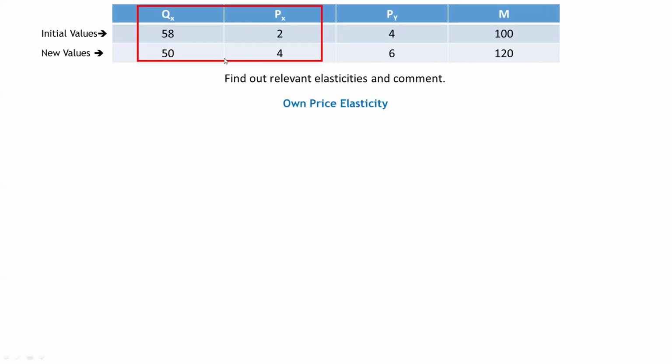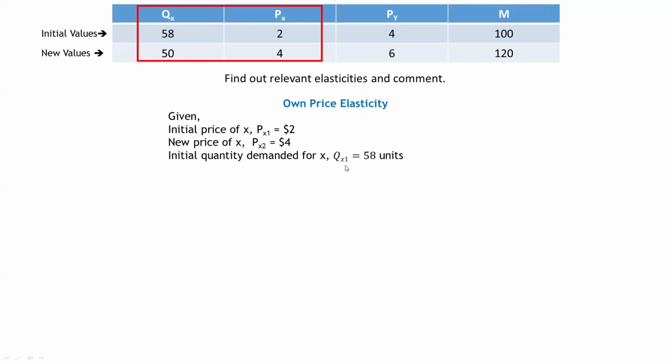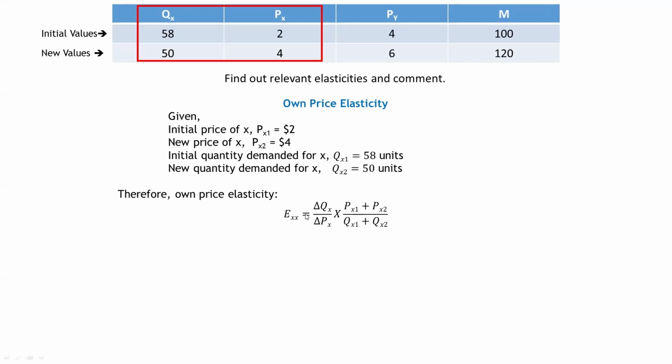Here we see initial price of X, Px1 equals $2. New price of X, Px2 equals $4. Again, initial quantity demanded for X, Qx1 equals 58 units and new quantity demanded for X, Qx2 equals 50 units. Now we can apply the arc elasticity formula to measure the own price elasticity of demand. According to the arc elasticity formula, own price elasticity Exx equals change in Qx divided by change in Px multiplied by Px1 plus Px2 divided by Qx1 plus Qx2.